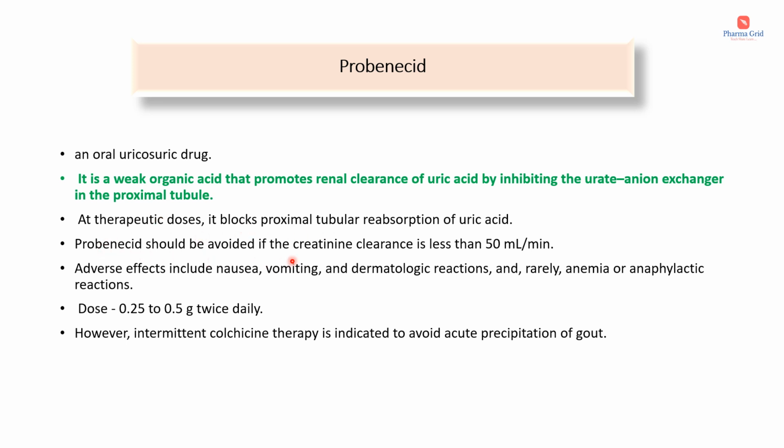This drug should be avoided if the creatinine clearance is less than 50 ml per minute. Adverse effects include nausea, vomiting, and dermatologic reactions, and rarely anemia or anaphylactic reactions. Dose of probenecid is 0.25 to 0.5 gram twice daily. However, intermittent colchicine therapy is indicated to avoid acute precipitation of gout.